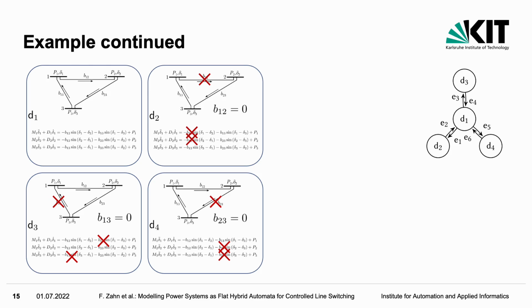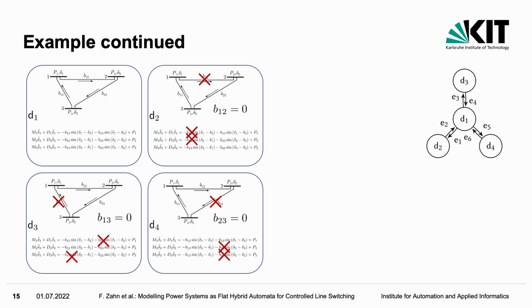Going back to our example from before, we can now construct a flat hybrid automaton model. To this end, we choose 4 discrete states, each of which models a different configuration of the grid. D1 models the configuration that all lines are active. D2 to D4 model the different states where one line is deactivated. We do not consider multiple deactivated lines in this example.